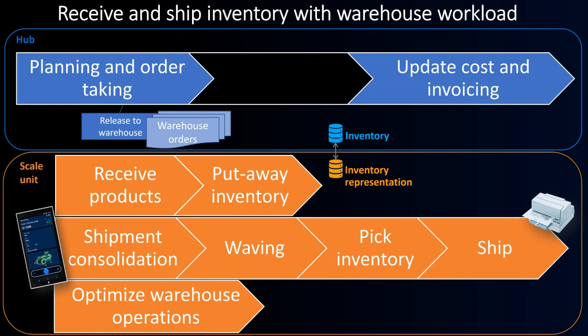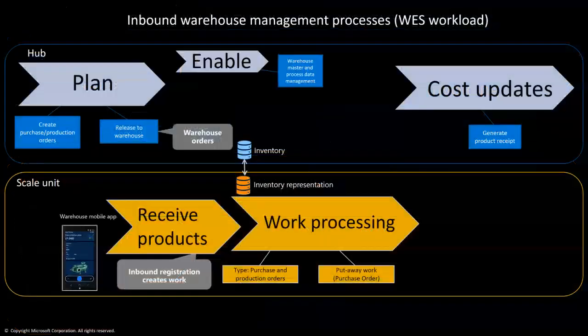We can break down these activities into three main sets of transactions. We have our inbound or receiving processes. We have our outbound or shipping processes, and then we have warehousing operations. And we have a slide on each of these. So as I mentioned, just like manufacturing execution, enabling these processes and the system configurations and setups are all done on the hub.